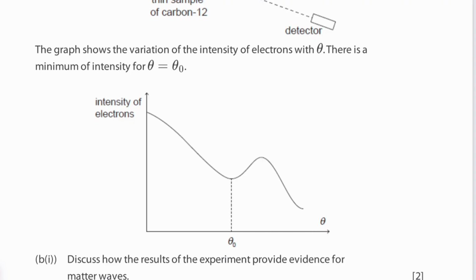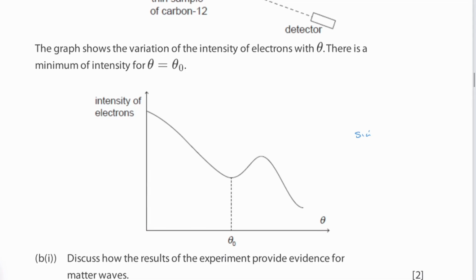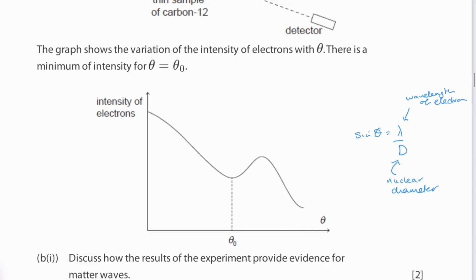Now, whenever I see this graph, I write down this equation. I write down sine theta equals lambda over d. That is the equation we use in terms of the diffraction of electrons as it goes past a nucleus. This is the nuclear diameter. This is the wavelength of the electron. And remember, that's a de Broglie wavelength, which is lambda equals h over p, h over mv. And theta is this angle here.